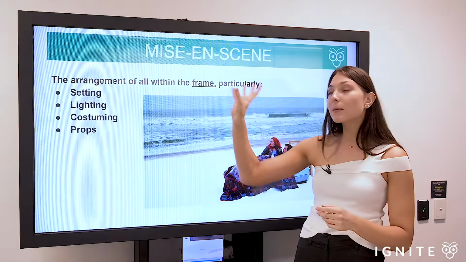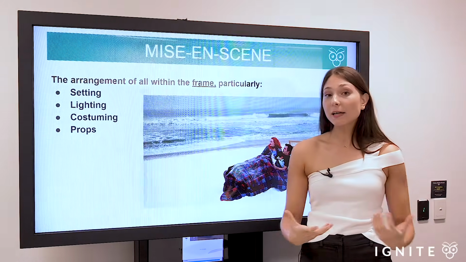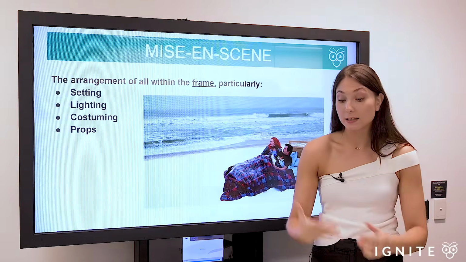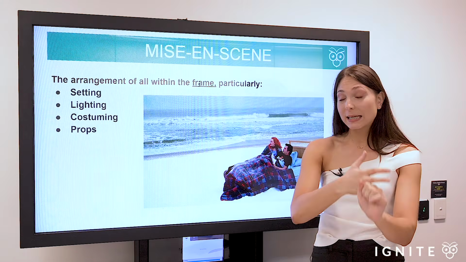So these are all within the mise-en-scene. You might consider the costuming, so what characters are wearing and how that informs our understanding of the context of the film or the mood that is being conveyed of that particular scene.